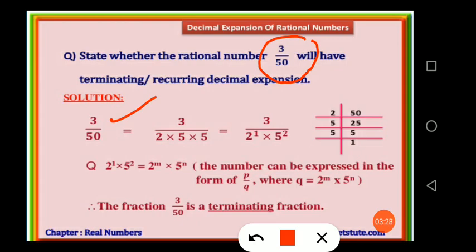After that we will find the prime factorization of 50. The prime factorization of 50 is 2 into 5 into 5, which can be written as 2 into 5 square.